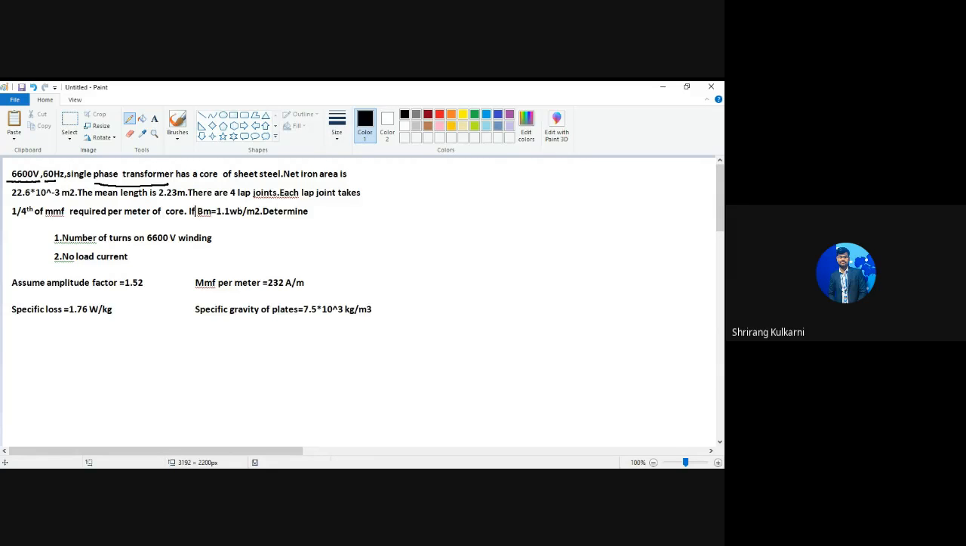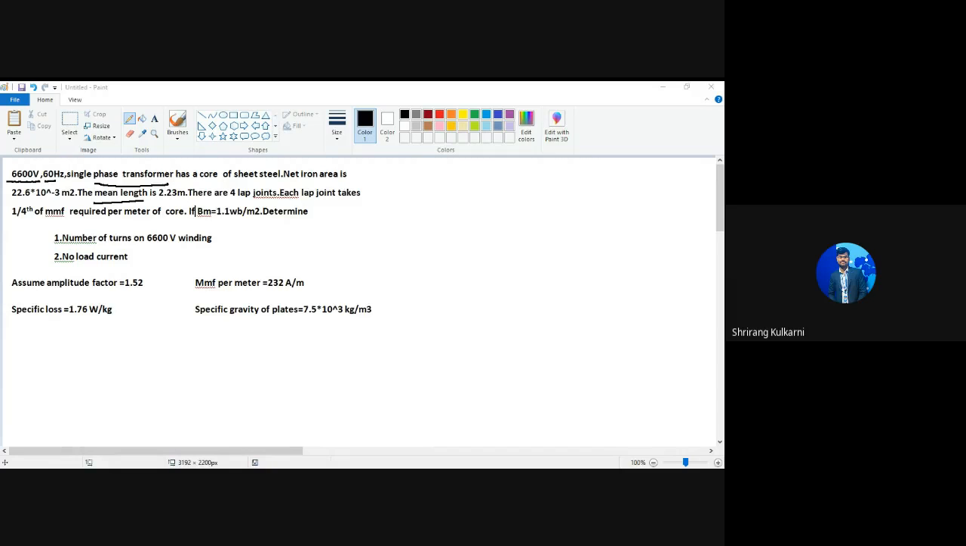And net iron area is given. It is 22.6 into 10 to the power of minus 3 meter square. And mean length is given. Mean length is 2.23 meter. What is the meaning of mean length? It is the mean length of the core.